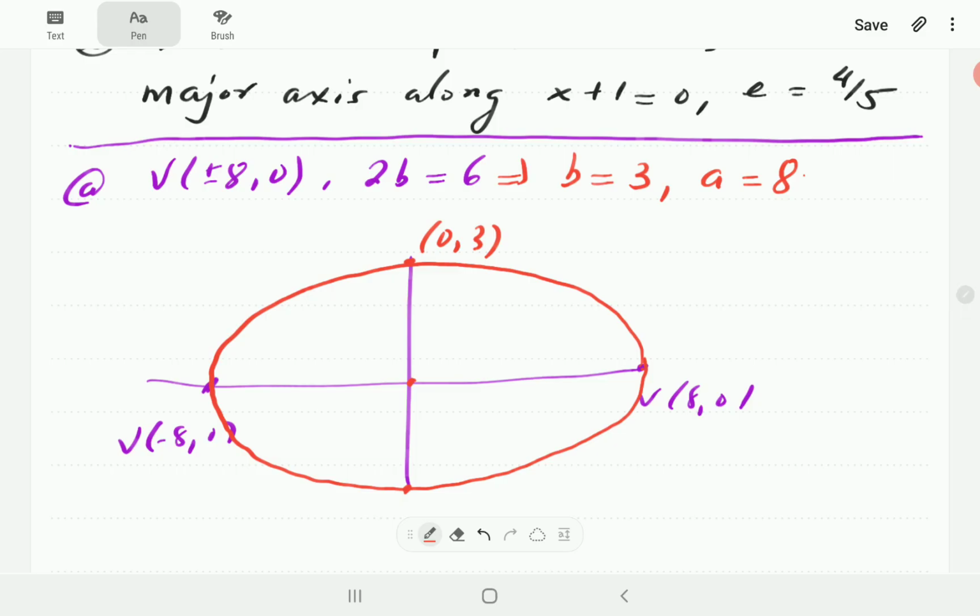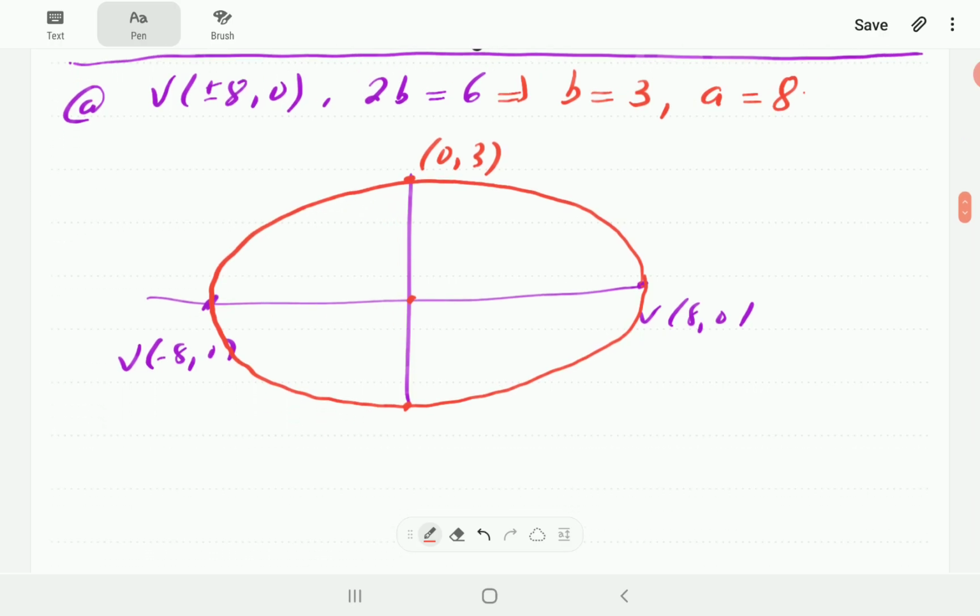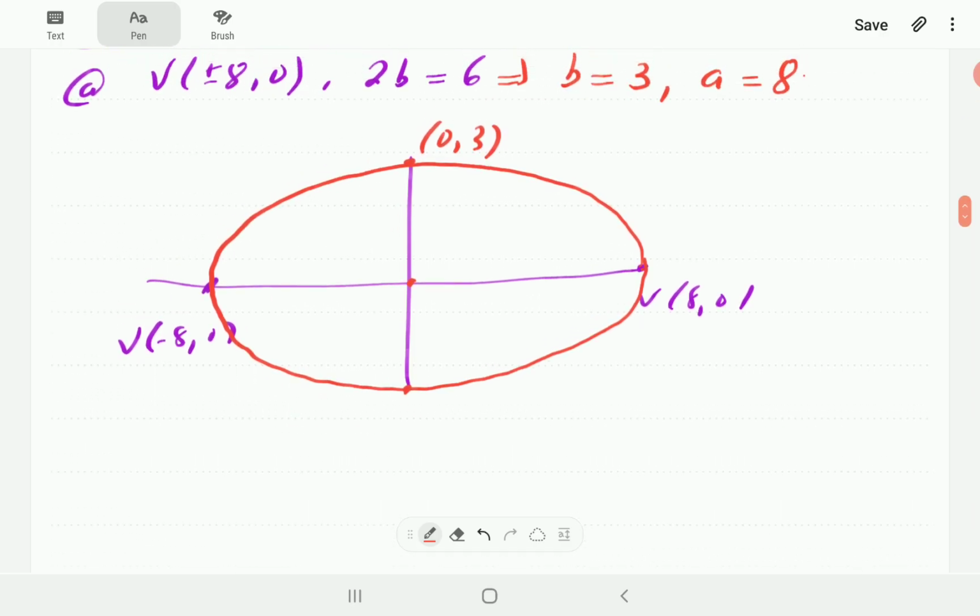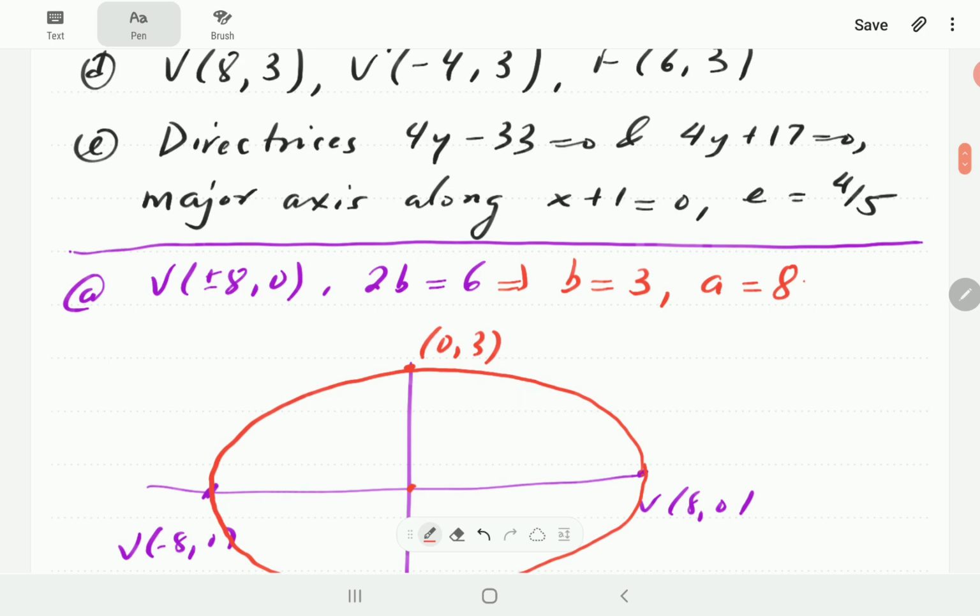So in terms of finding the equation, this is good enough. You don't need to see more. So the equation is simply going to be x squared divided by a squared, plus y squared divided by b squared, equal to 1.